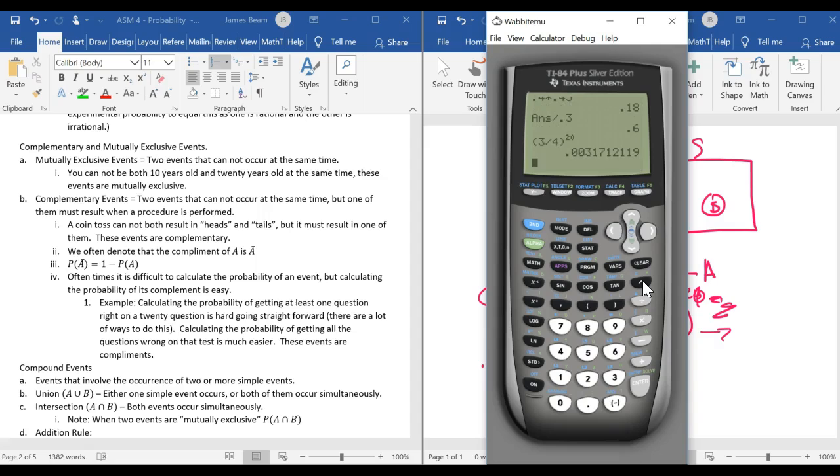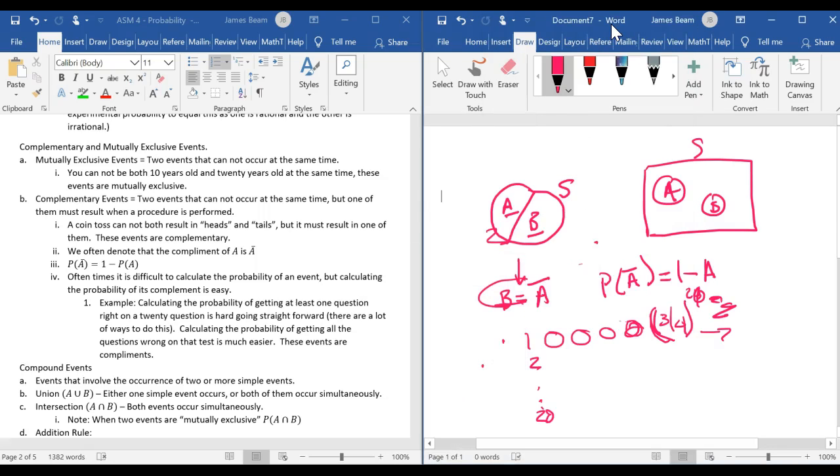So that's the probability of getting every single one of the questions wrong. But the complement of that would be getting at least one of them right. So if I take 1 minus that answer, then I have a 99.6, almost 99.7% chance of getting one of those right.